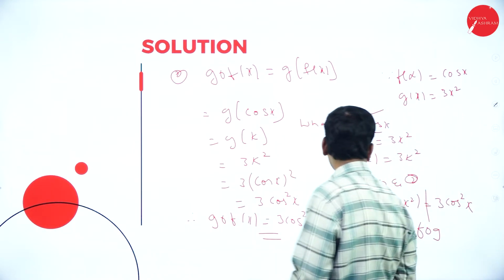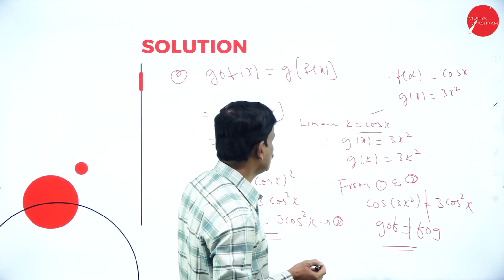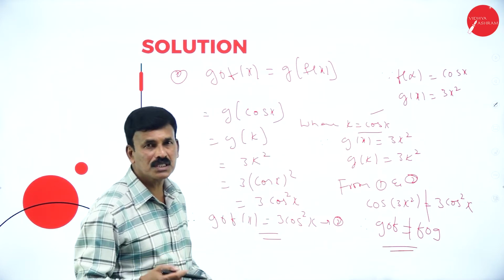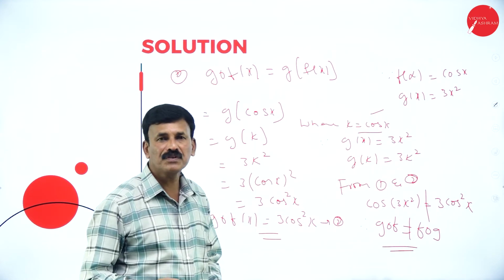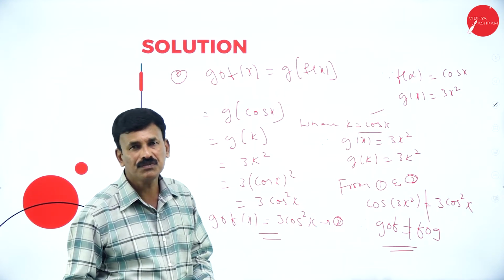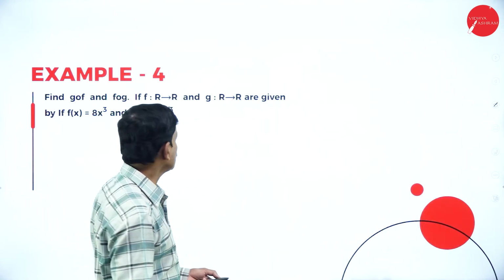What do you say from 1 and 2? So equation number 1 is cos of 3x square. Equation number 2 is 3 cos square x. They are not equal. So g naught f of x is not equal to f naught g of x. That's it.